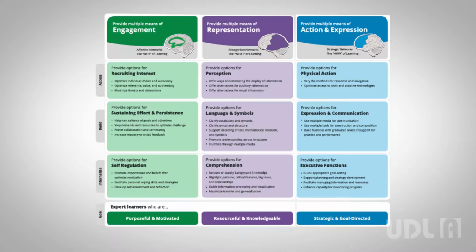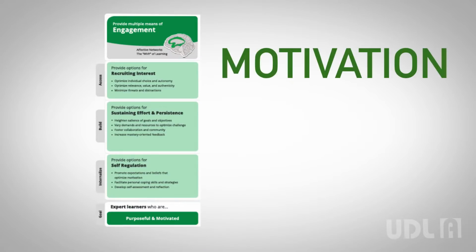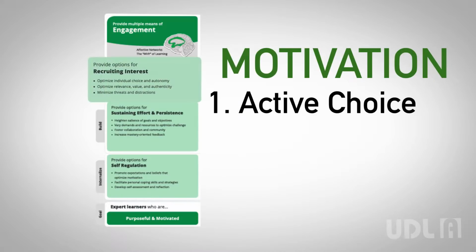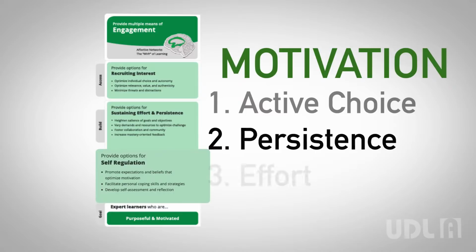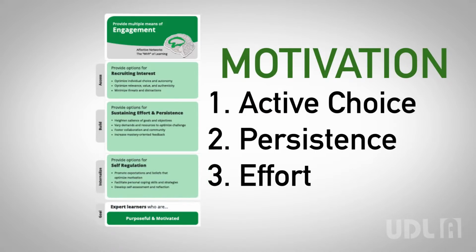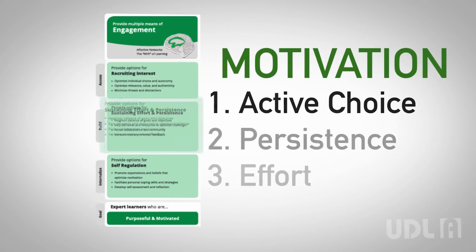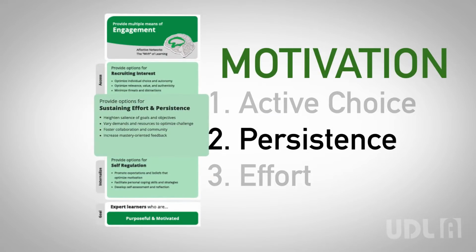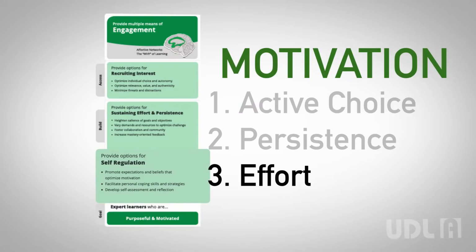Now, let's look at how the guidelines in each principle progress from one to the next. When we talk about engagement, we're looking at motivation. And in education psychology, we have 3 indicators for motivation: active choice, persistence, and effort. These indicators answer the basic motivational questions: did they choose to engage? Did they stick with it to the end? And how hard did they work along the way?